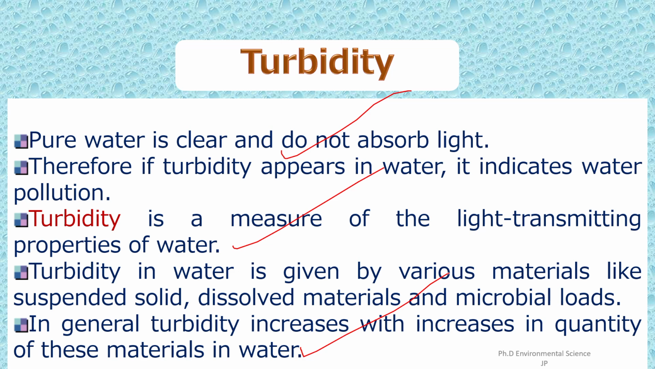High turbidity can affect aquatic ecosystems by reducing the light penetration which is required for photosynthesis, clogging fish gills, and altering habitat structures. It can also indicate the presence of contaminants that may be harmful to human health if consumed.